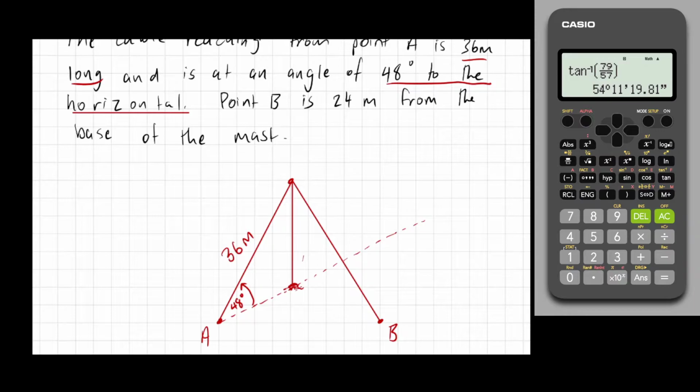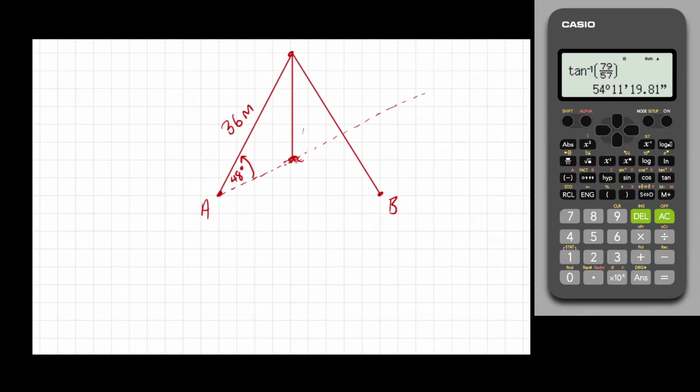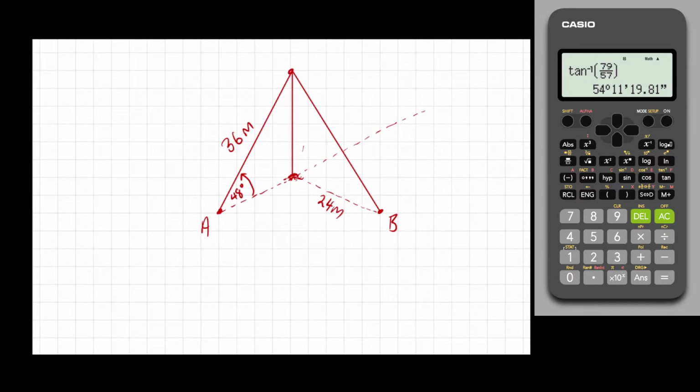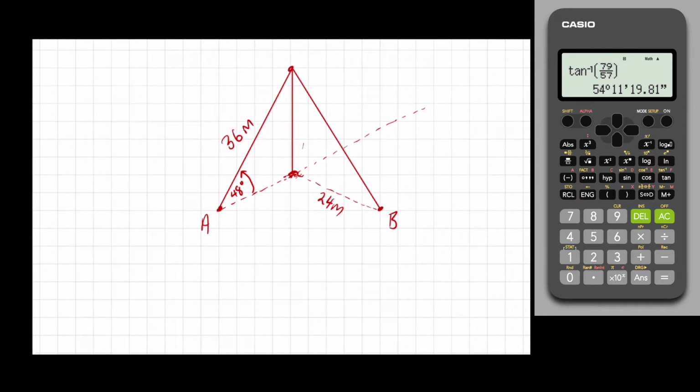Now, point B is 24 meters from the base of the mast. Okay, so if I draw this triangle out, what it's saying is that this length along here is 24 meters. Okay. So this is the situation that we've been given.